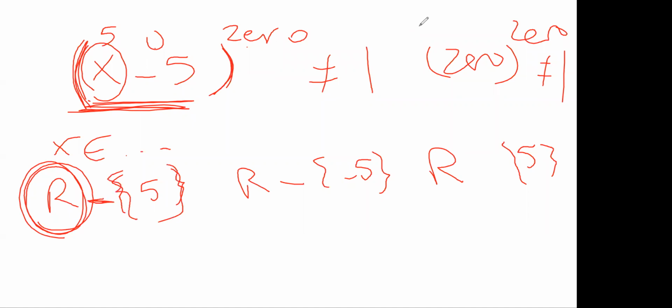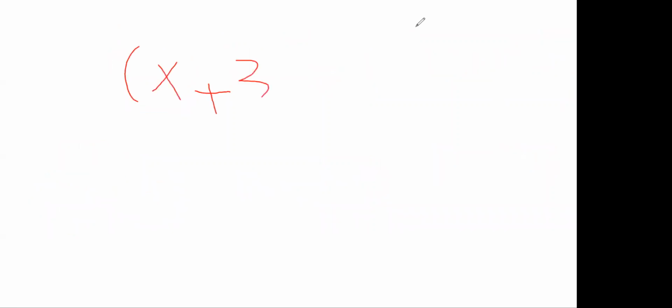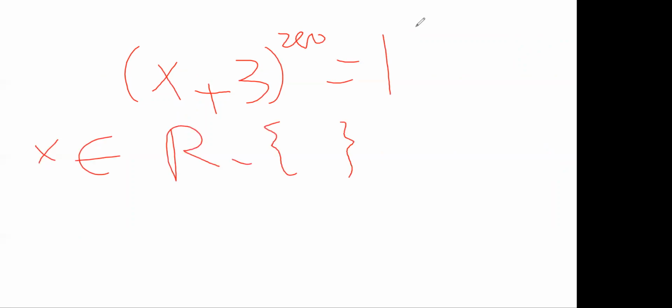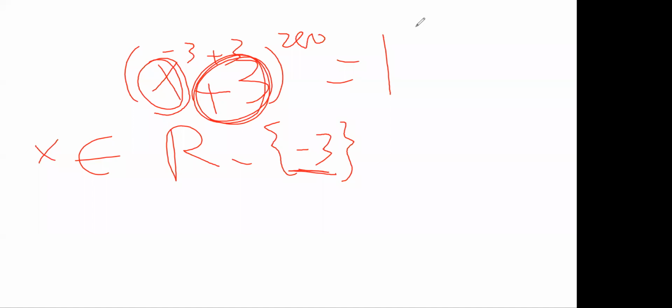Okay, very important this part. Another exercise. If I told you x plus 3 power 0 equals 1, then x belongs to what? Real numbers except what? Which number couldn't x be here? -3. Why? Because -3 plus 3 equals 0, and 0 power 0 equals nothing or error. So any real number could be x except -3, the additive inverse of the number you have.